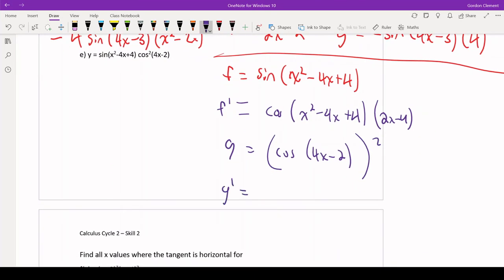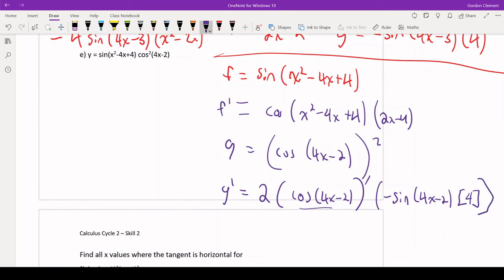And we're going to get some super chain rule stuff happening there. So the 2 drops down, becomes a 1. And then we're going to multiply by the derivative of the inside. The inside function is a cos, so its derivative is going to be a sine. And then once more, the derivative of the inside of that is just 4.